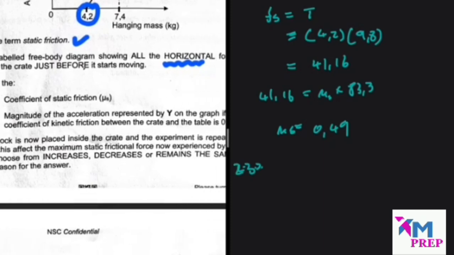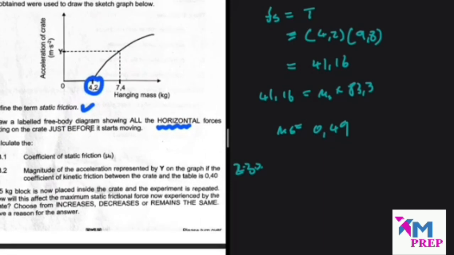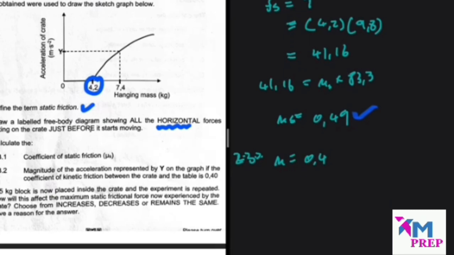2.3.2. We are looking for the magnitude of the acceleration represented by y on the graph if the coefficient of kinetic friction between the crate and the table is 0.4. So take a look at this. The coefficient of kinetic friction is 0.4, and we calculated the coefficient of static friction to be 0.49. So we are quite convinced that the answer we have in 2.3.1 is correct, because if the coefficient of kinetic friction was greater than the static one, we should be worried, because we know full well that that should not be the case.